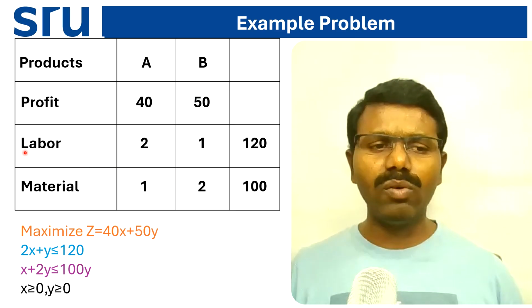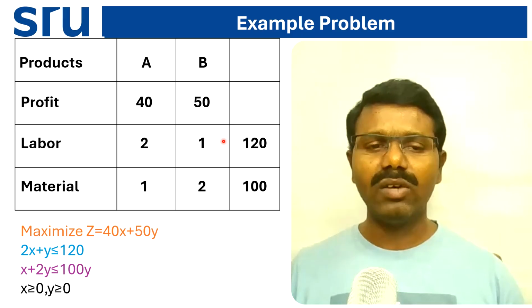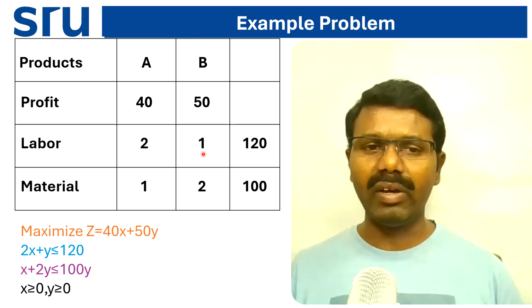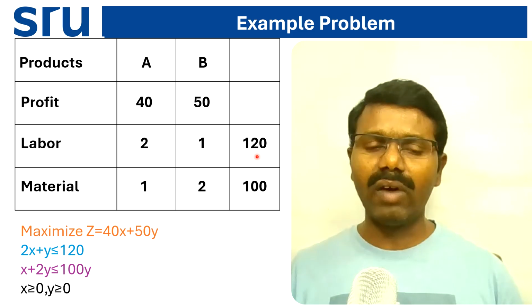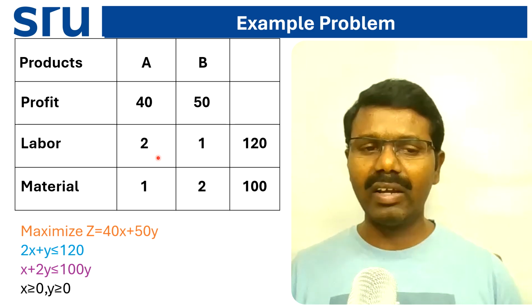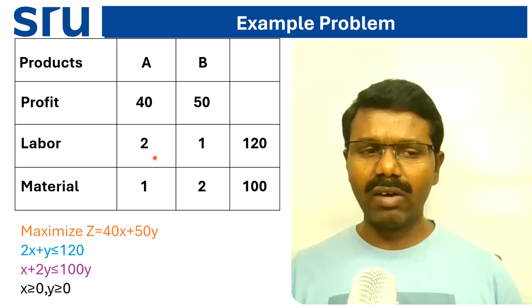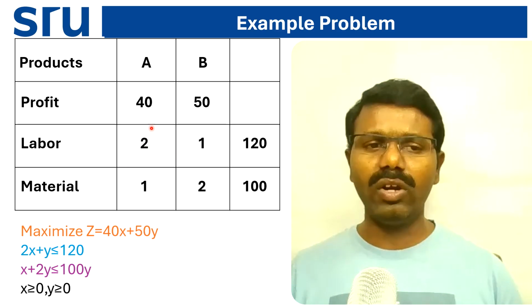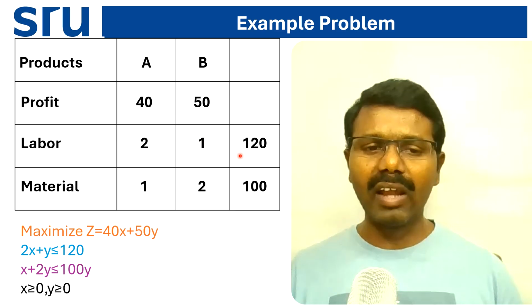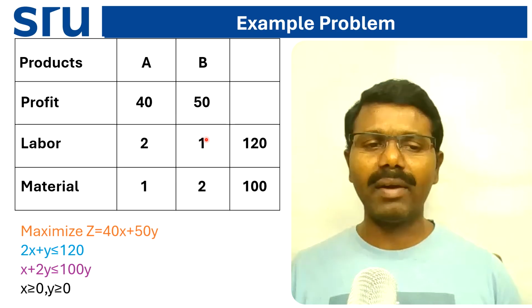Then from the labor hours constraint, we can write another equation. The total labor hours available are 120, and the labor hours required are 2 for product A and 1 for product B. So the equation is 2X plus Y should be less than or equal to 120, because the total labor hours should be less than or equal to 120. So this is another equation we get from this table.